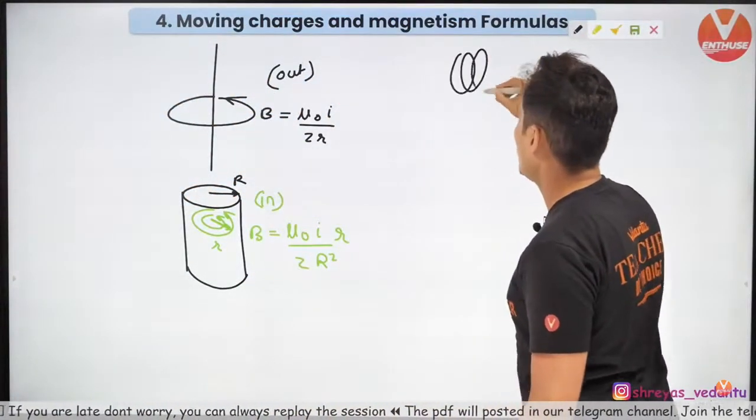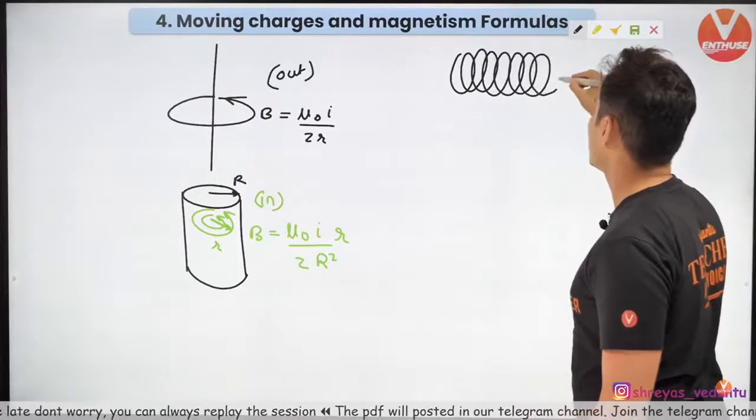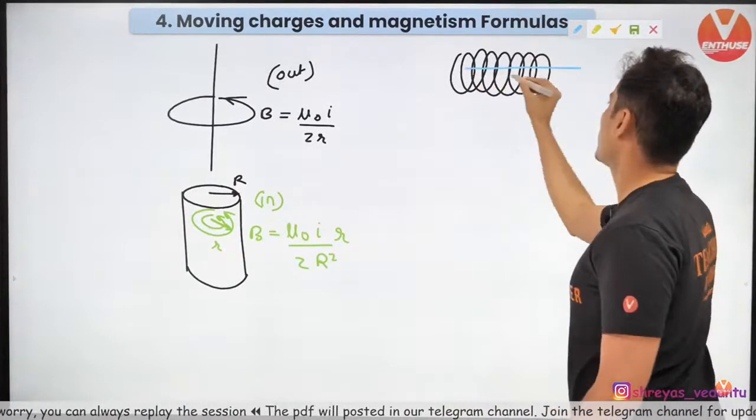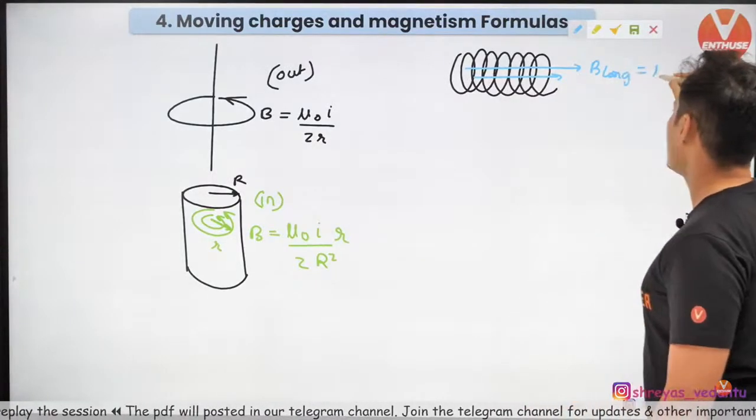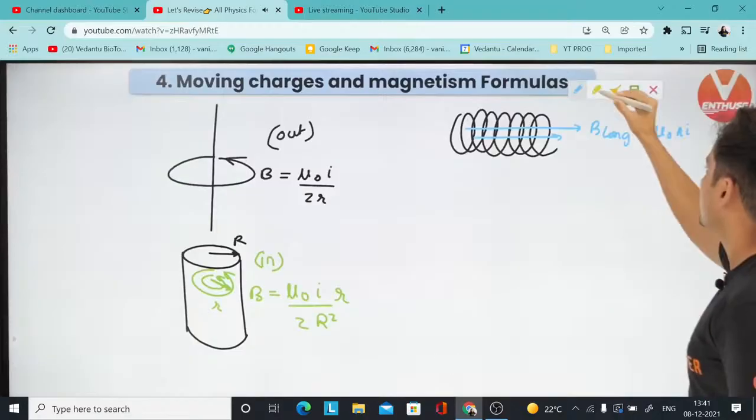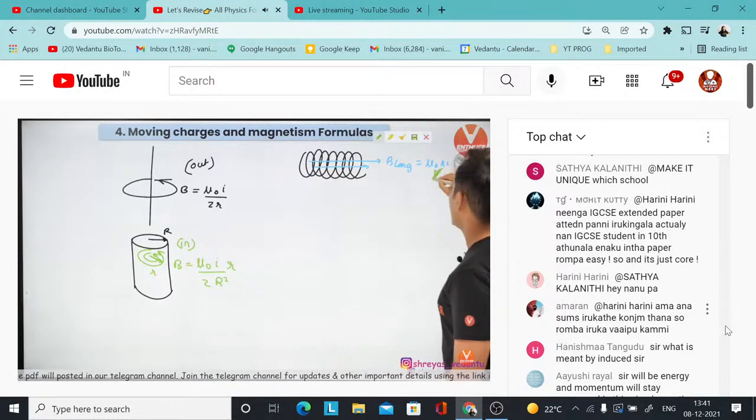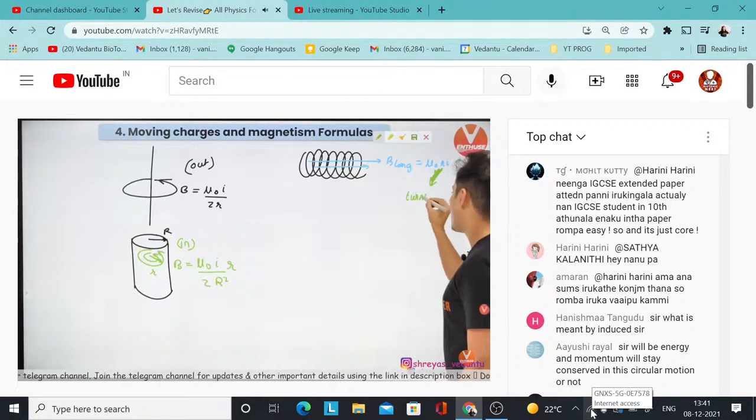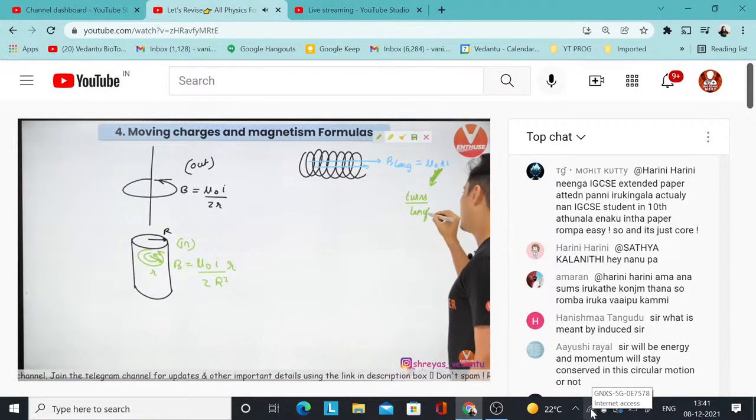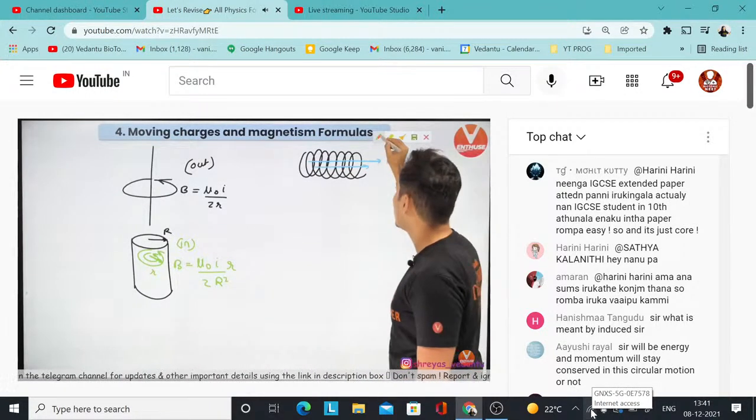Next is solenoid. What is the field inside a solenoid? If it is a long solenoid, then the field is mu naught n i. Remember what is this n over here? Small n is turns per unit length.